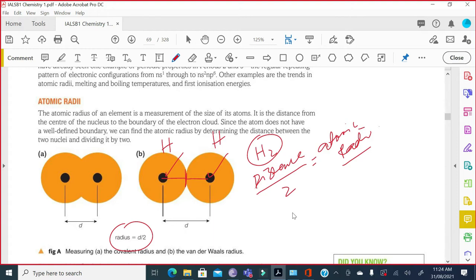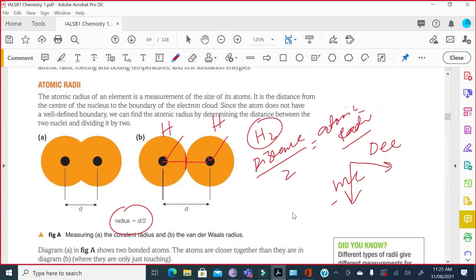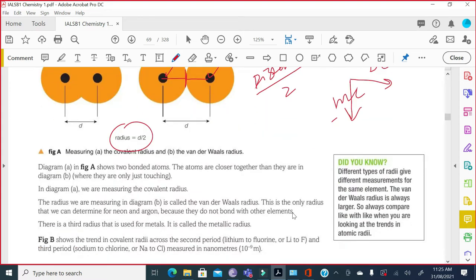Now if you have the atomic radius and you are moving across the period, what will happen to it? And if you are moving down the group, what will happen to it? So atomic radius across the period is decreasing, and down the group it is increasing. Right? Are we clear with this part? Yes, sir. Okay.